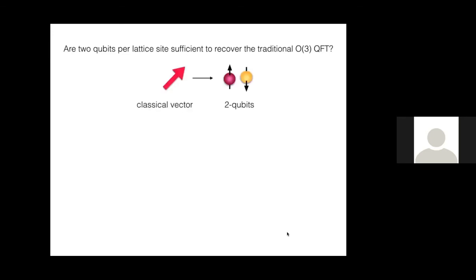That's an interesting question to ask. So the question is, are 2 qubits per lattice site sufficient to recover the traditional O3 quantum field theory? So the classical vector is being replaced by just 2 qubits, right? This is an infinite dimensional object in quantum mechanics, whereas this is just a finite dimensional space.